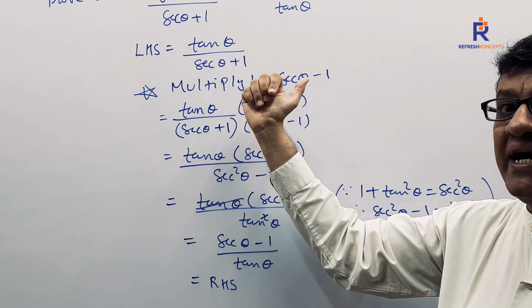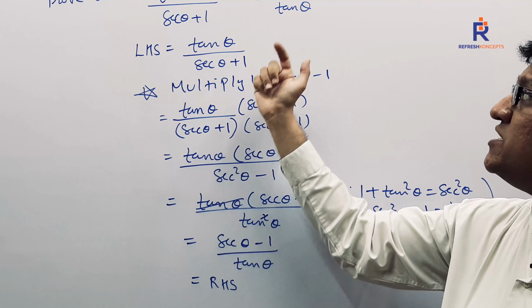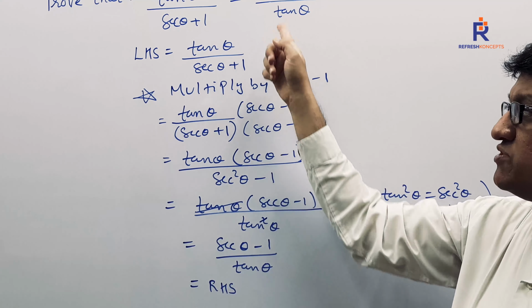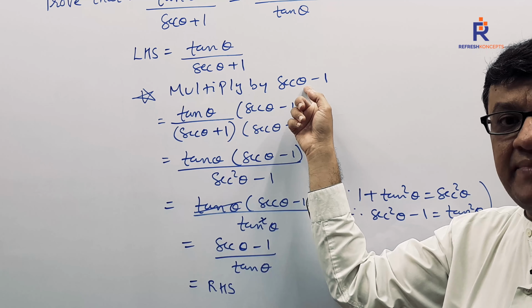Now children, there must be many students right now who must be wondering, sir, you said in the starting of the video that this can be solved via RHS also and we can come to LHS. Absolutely, on the same line. I give the answer, children. What was there in my LHS? Sec theta plus 1 in the denominator, tan theta in the numerator. What did I want in my RHS? Sec theta minus 1. That was the reason I multiplied by sec theta minus 1.